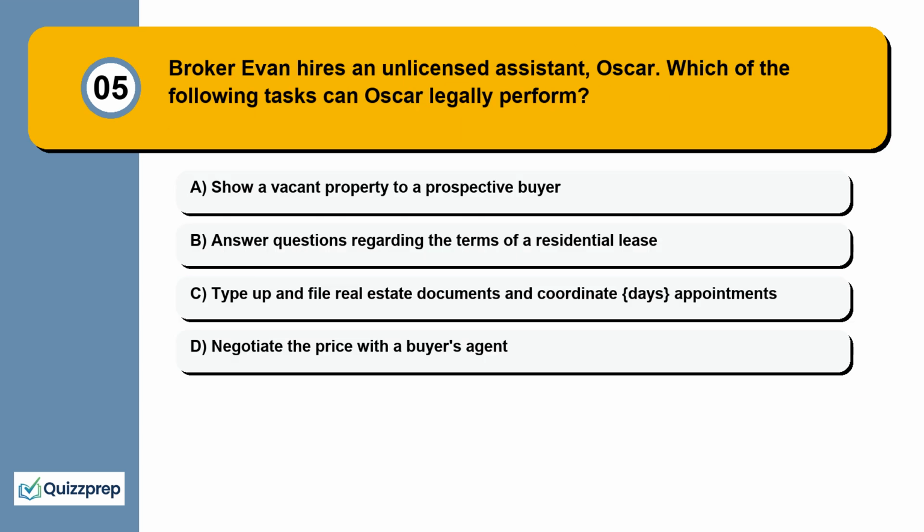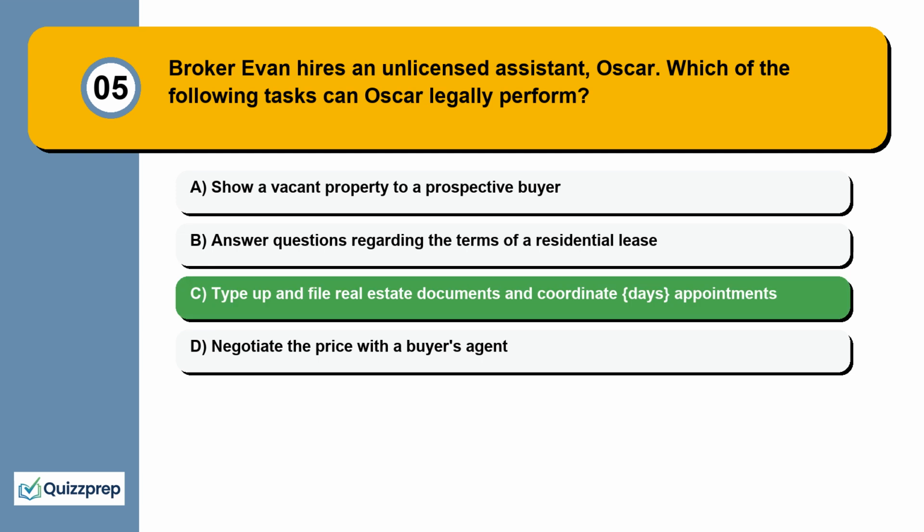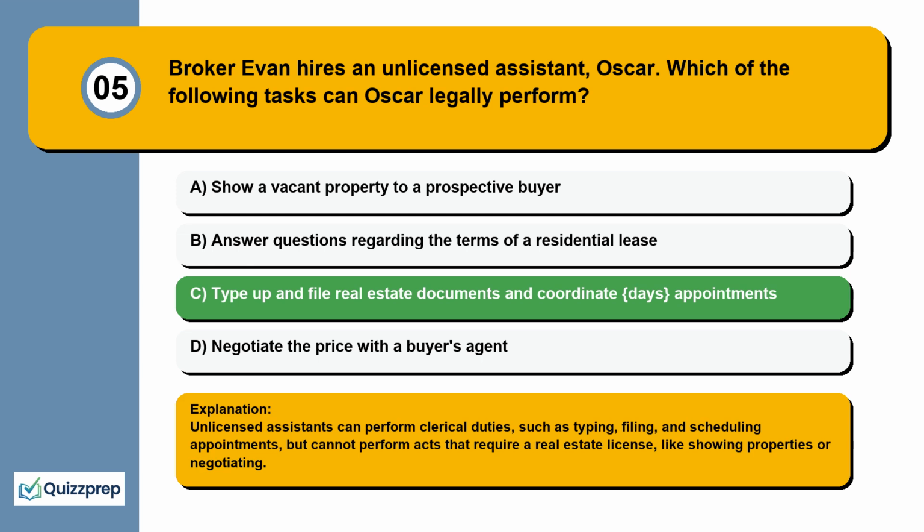Question 5. Broker Evan hires an unlicensed assistant, Oscar. Which of the following tasks can Oscar legally perform? Show a vacant property to a prospective buyer. Answer questions regarding the terms of a residential lease. Type up and file real estate documents and coordinate appointments. Negotiate the price with a buyer's agent. Unlicensed assistants can perform clerical duties, such as typing, filing, and scheduling appointments, but cannot perform acts that require a real estate license, like showing properties or negotiating.